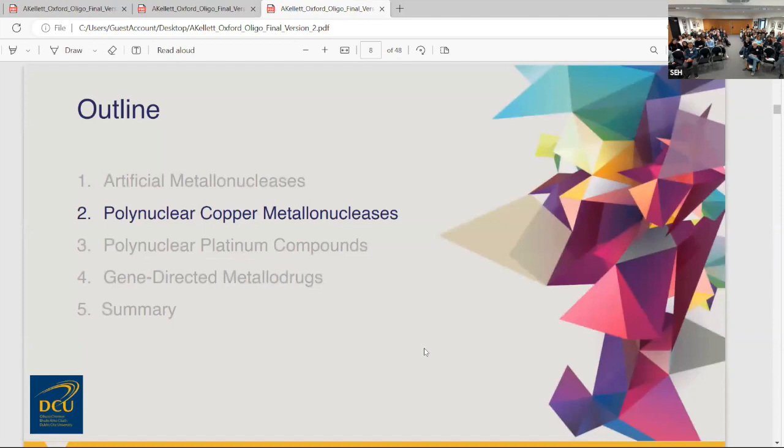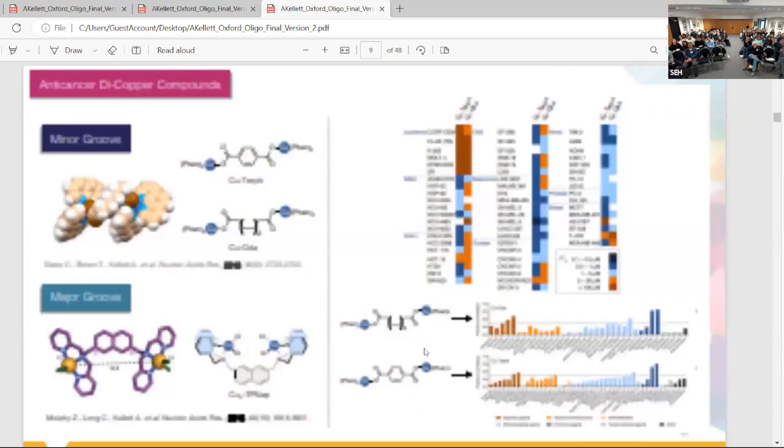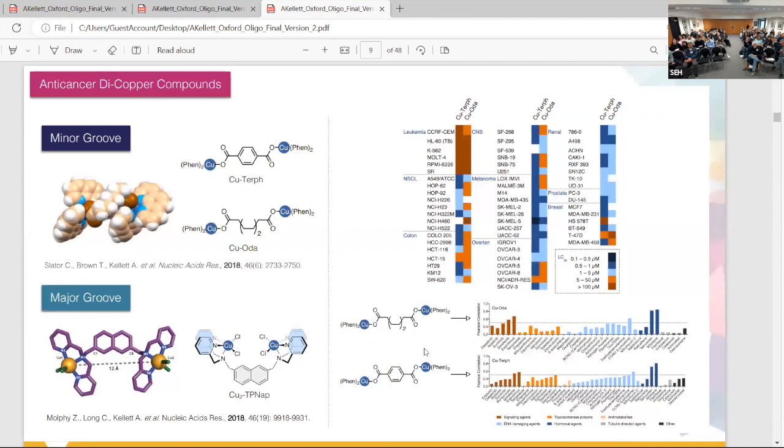So moving from these mononuclear to polynuclear compounds, we work together with a number of collaborators, including Professor Tom Brown, and we can target the minor or major groove. And I want to highlight some of the work we've been doing on minor groove binders. These systems are relatively simple. They contain two copper bisphenanthroline units that are, in one case, linked through a rigid terephthalate dicarboxylate linker, another one which is a flexible octanedioate.